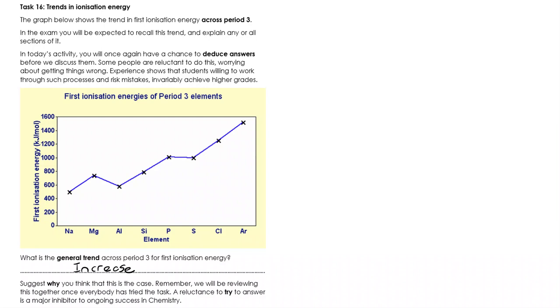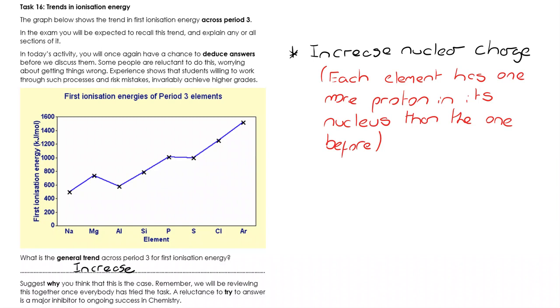Yes, there's a small dip from phosphorus to sulfur. But overall, it increases. Why does it increase? Well, there are two specific reasons that you need to be familiar with. Number one, there is an increased nuclear charge. As you go across, you're adding a proton each time. And that nuclear charge with those positive protons is going to have a tighter pull on the outer electrons. That means it's harder to lose them.